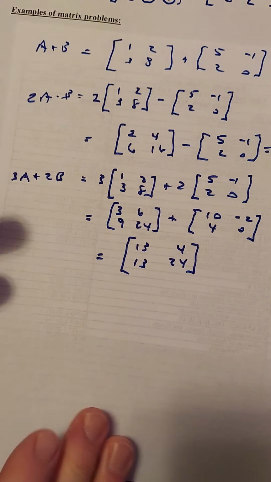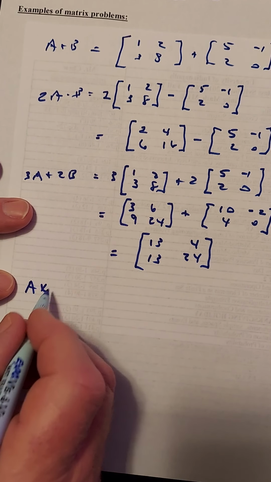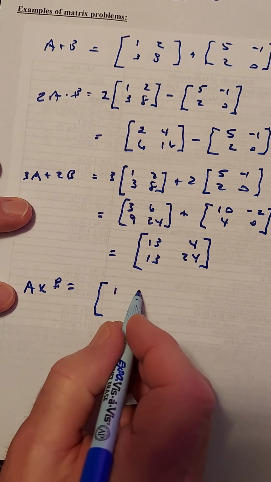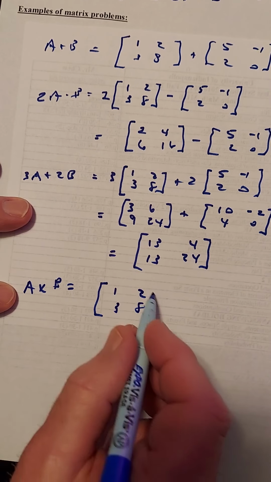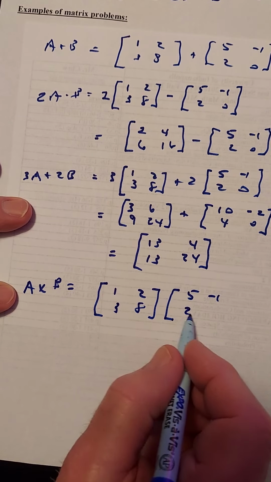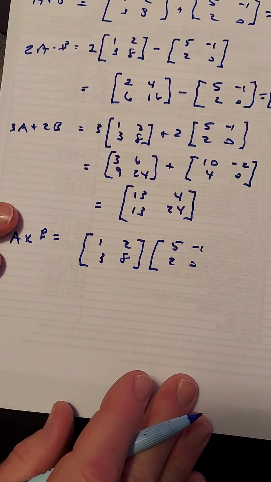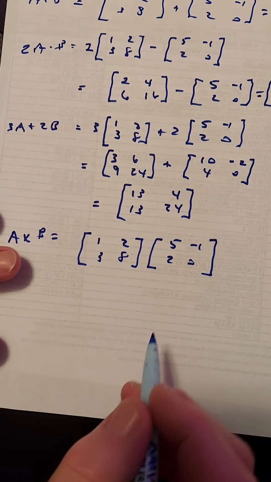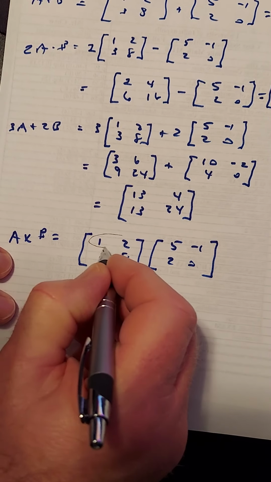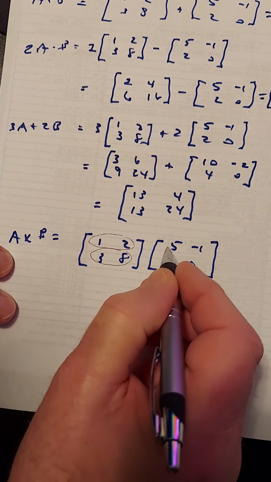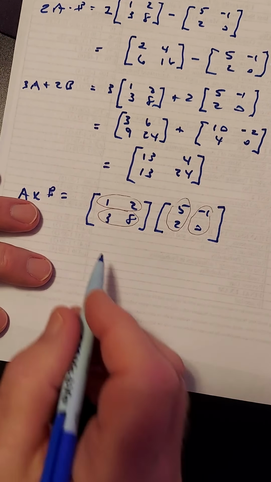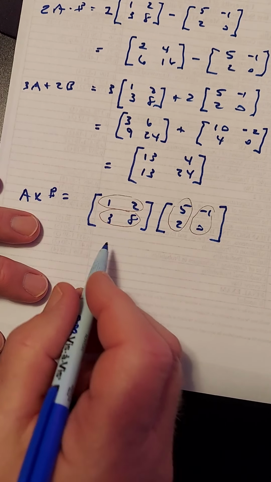And the last problem I had over there was just A times B. So 1, 2, 3, 8 times 5, negative 1, 2, 0. So again, we're going to circle the rows. Circle the columns. 2 by 2 times a 2 by 2. My answer is a 2 by 2.